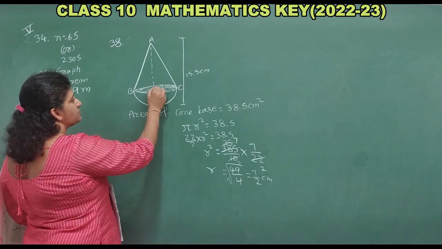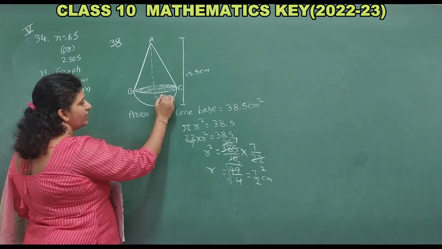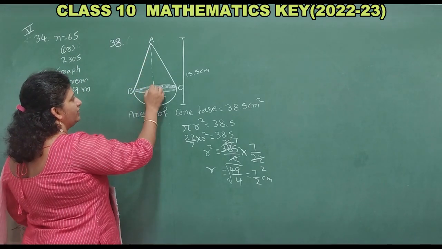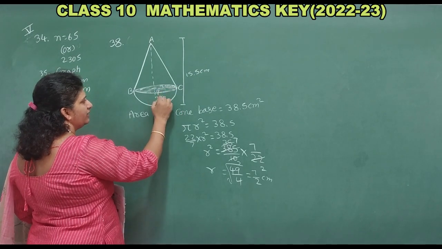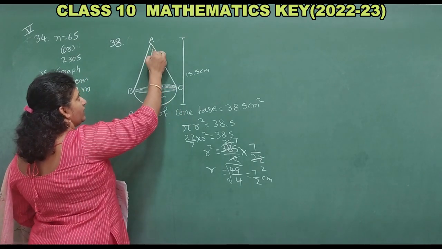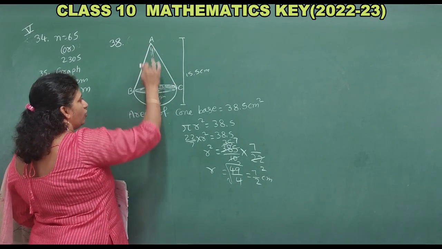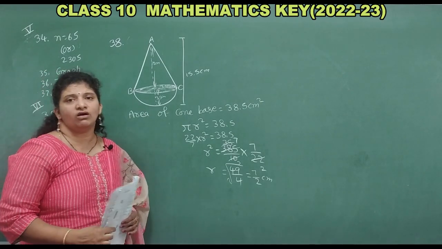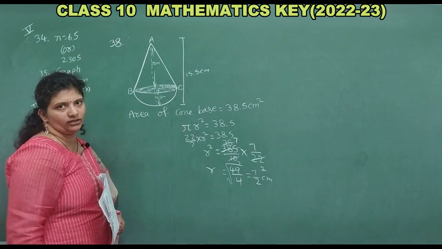Observe here, hemisphere height is none other than the radius. That is, height of the hemisphere is 3.5 centimeter. Now, cone height. See, in 15.5, you subtract 3.5, it will be 12 centimeter. From here to here, cone height is only 12 centimeter. Why do we need all this? In order to find the total surface area of the toy.